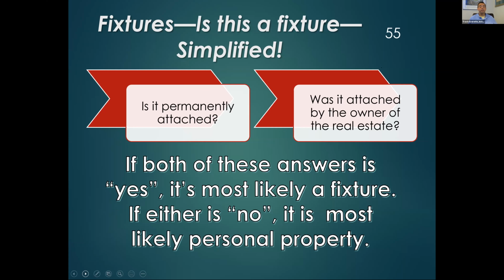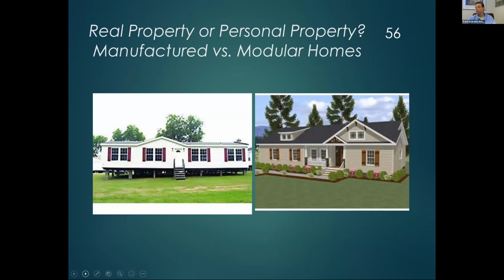I'll give you a perfect example. What if the tenant put up ceiling fans in all the rooms? Well, the buyer buys the property. When the tenant moves out, what can they do with those ceiling fans? They can take them with them because they're the personal property of the tenant. Does everybody follow me on that? Okay. So that's your test for determining if something is a fixture or not.